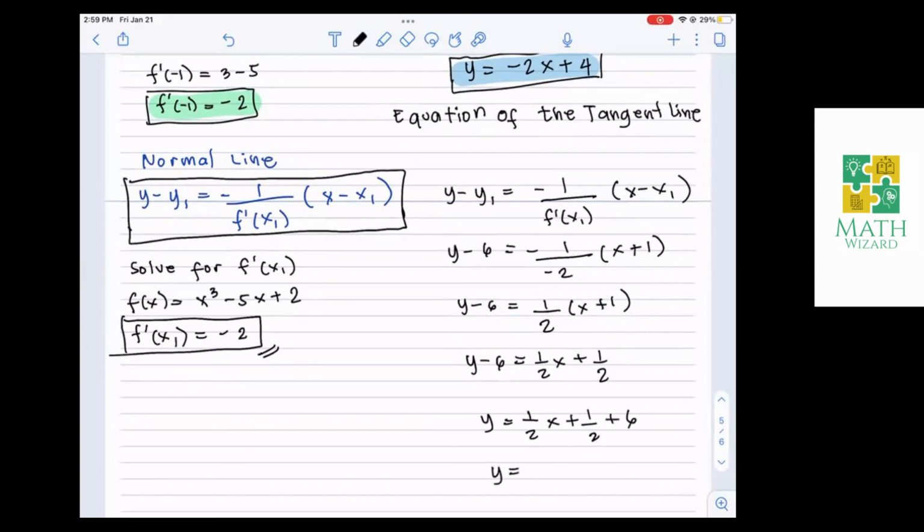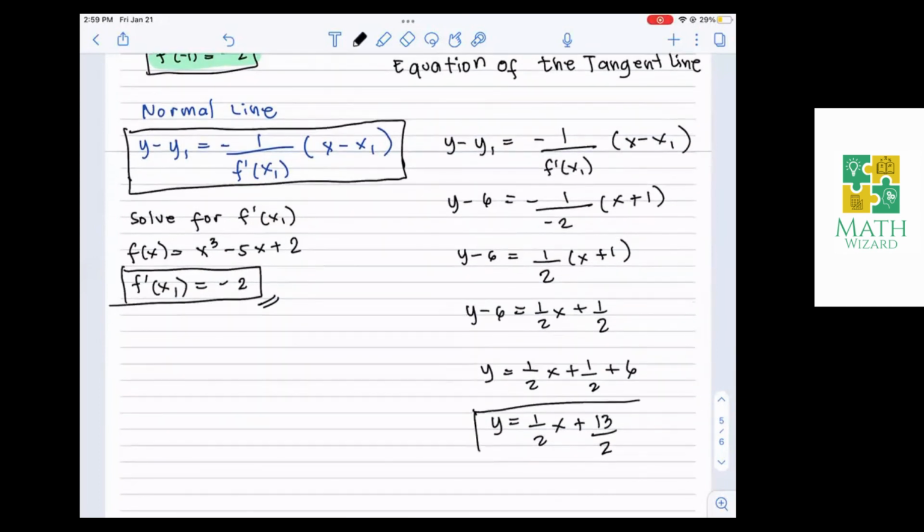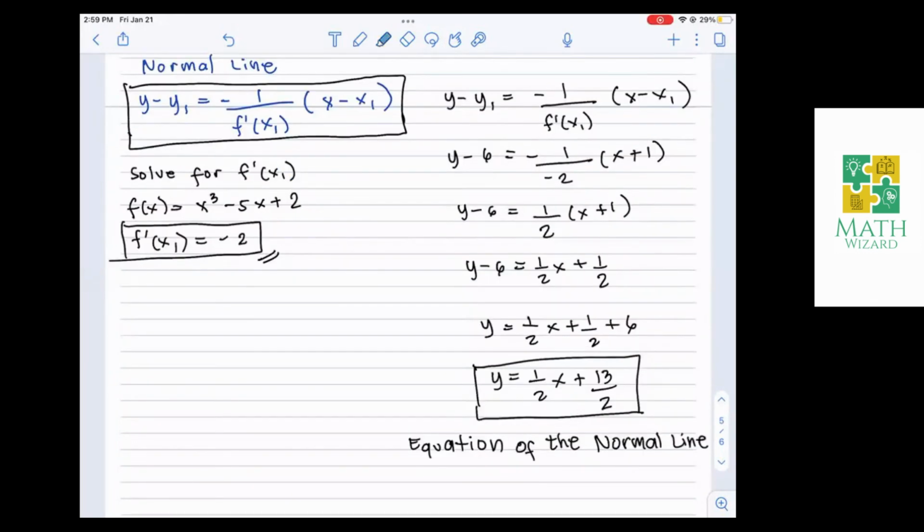So simplify lang natin ang 1/2 plus 6. So this becomes 1/2 x. So 1/2 plus 6, that is 2 times 6 ay 12. Plus 1, that's 13. So plus 13 over 2. So ito ang ating equation of the normal line. And that is y is equal to 1/2 x plus 13 over 2.